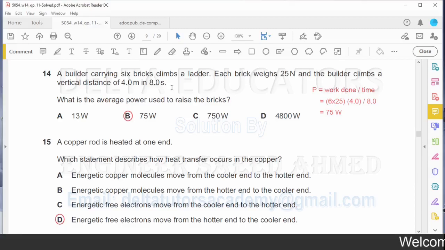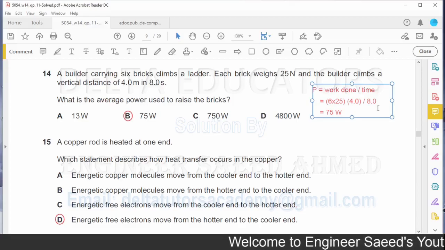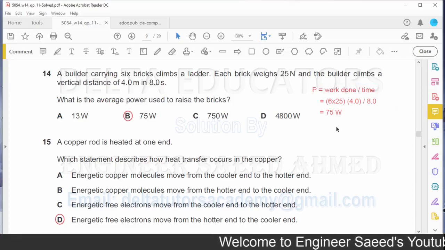So we can also say the work done is equal to mgh, and in place of mgh we can write W into h. Now here the weight of each brick is given as 25 Newton, total bricks 6, so total weight will be equal to 6 multiplied by 25. So in place of W we have taken 6 multiplied by 25. Height is given as 4 meters and the time is given as 8 seconds, so we have to divide the work done by time t, that is 8 seconds, and by solving this we got the answer 75 watts. And 75 watts is given in option B, so our correct option is option B.